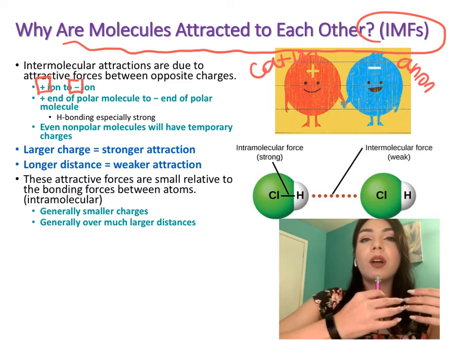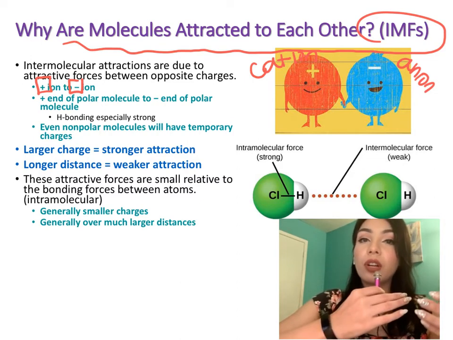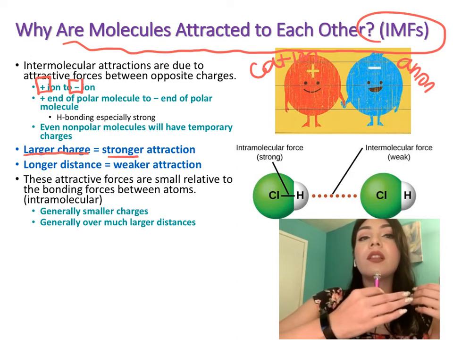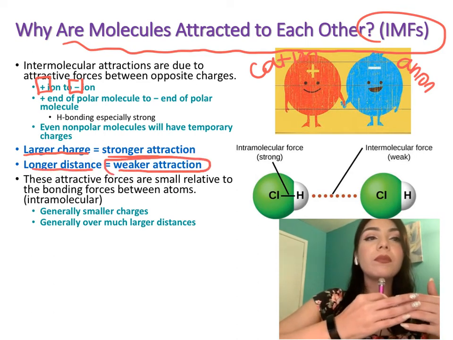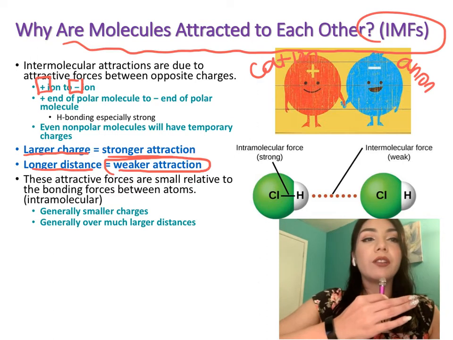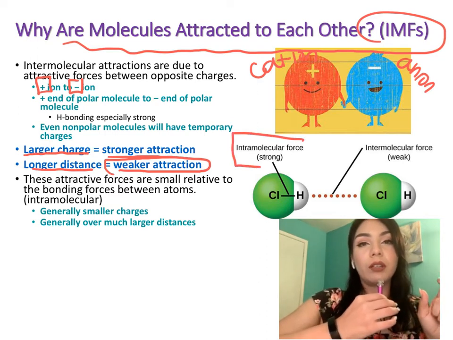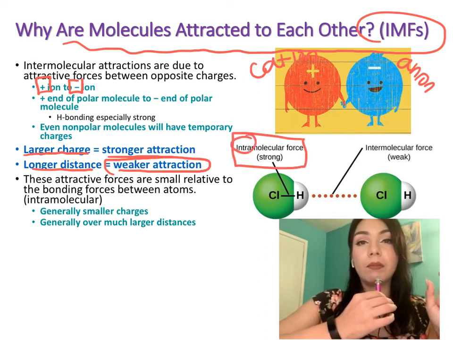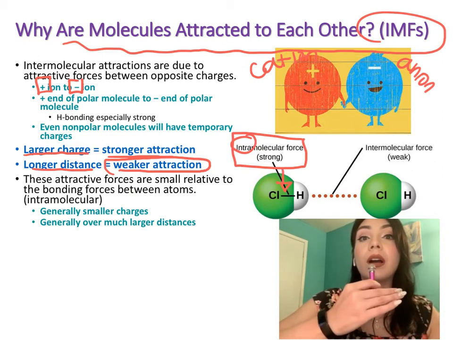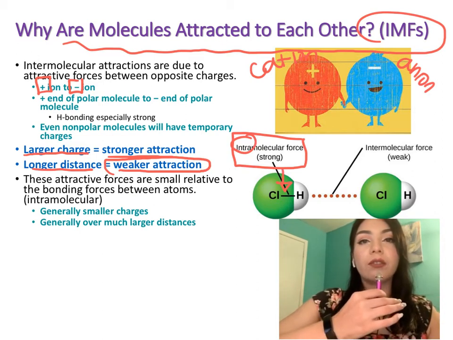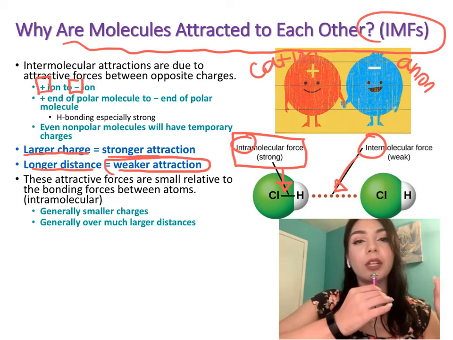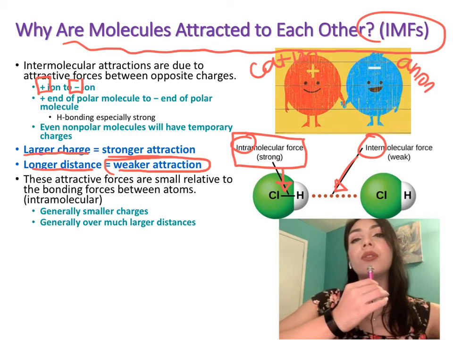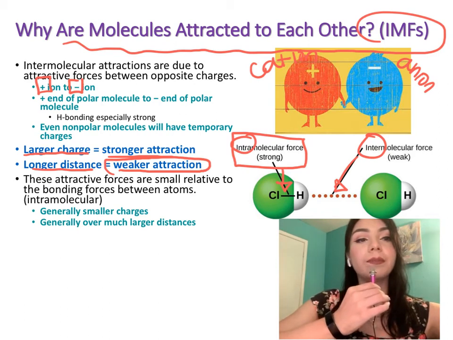And something that I want you to understand is that the larger the charge, the stronger the attraction. The longer the distance between the molecules, the weaker the attraction. So in intramolecular force, intra means within a molecule, so it's talking about a bond. In intermolecular forces, it's between two different molecules. So just so you get that terminology, just so you don't get it mixed up.